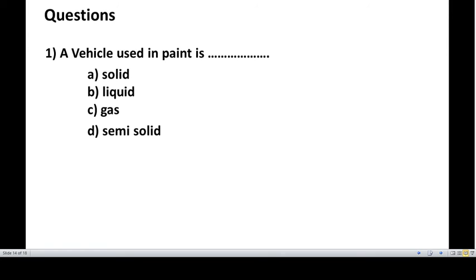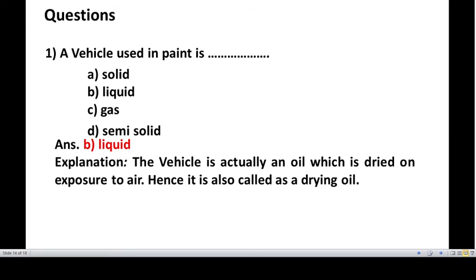Now let us look at a few multiple choice questions. The first question is, a vehicle used in the paint is dash. Options are solid, liquid, gas, semi-solid, and the correct answer is liquid because it can be dried on exposure to air. Okay, so therefore the correct answer is liquid.